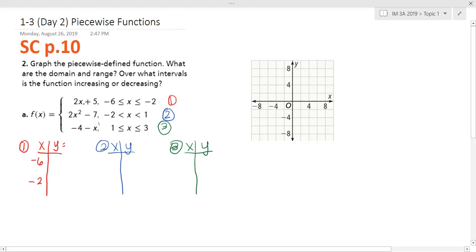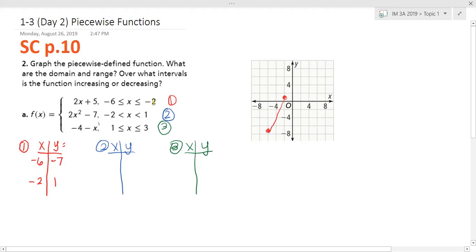If I plug -6 into 2x plus 5, I get 2 times -6 is -12, plus 5 gives us -7. And then 2 times -2 is -4, plus 5 is +1. Again, because I have equal on both of my inequalities, those are both just regular dots. So we're going to plot -6, -7, and -2, +1, and connect those 2 points to create the segment from the first piece of our graph.